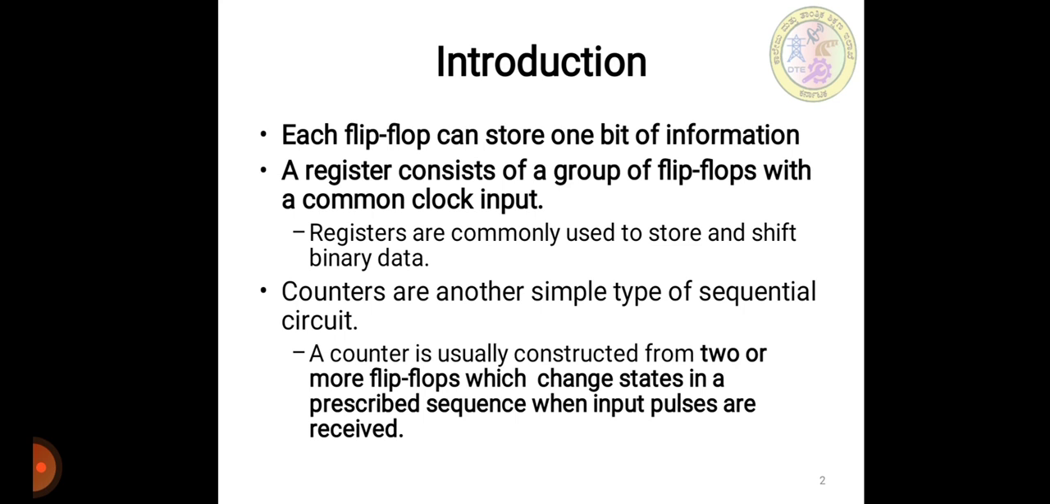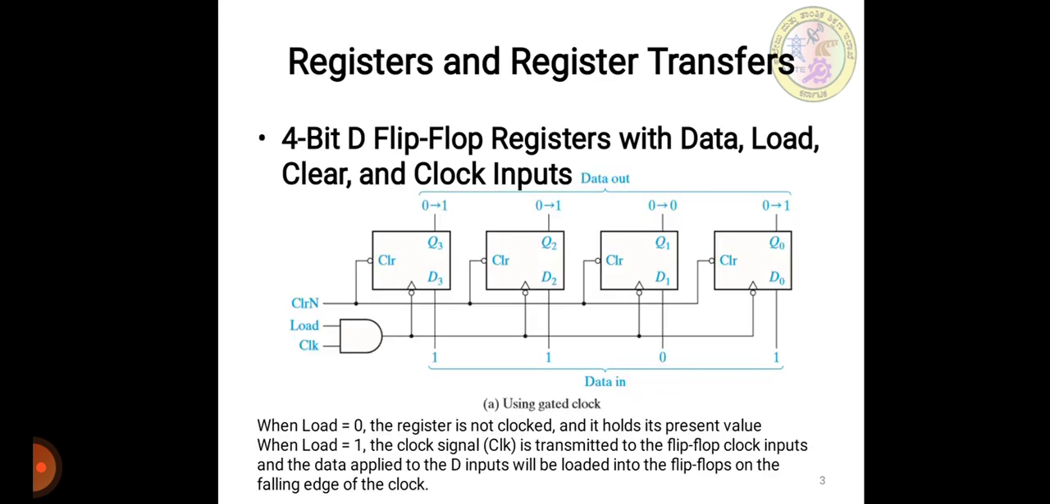Next, when we see the counters, a counter is basically a sequential circuit. A digital circuit which is used for counting pulses is known as a counter. The counter is the widest application of the flip-flop. It is a group of flip-flops with a clock signal applied. Usually counters are classified into two types: asynchronous or ripple counters, and synchronous counters.